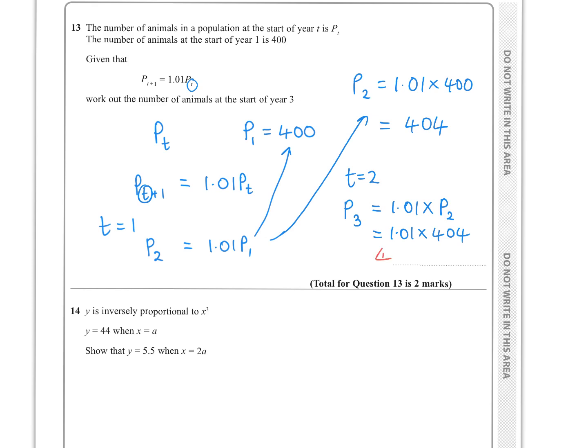And that's going to be 408.04. But if we think carefully, it's the number of animals at the start of year 3. So we're going to write 408, and we're just going to write animals. Now, what we can do is just show our workings here, just so the examiner would know what we actually had on our calculator display. So 408 animals for that particular question.